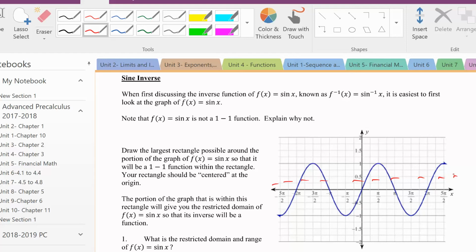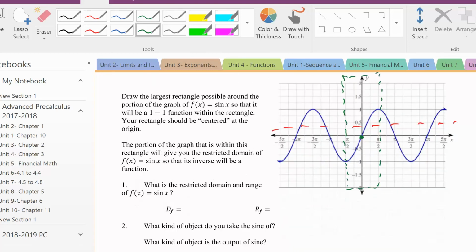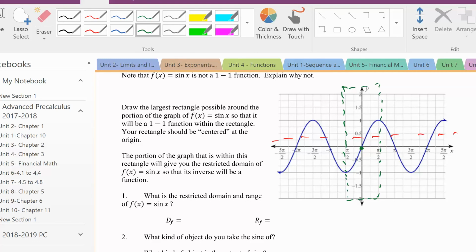So if you want to draw the largest possible rectangle that would be 1-to-1, assuming that you have it centered at the origin, so the origin is right here, the largest possible rectangle that you could draw would be here from negative pi over 2 to positive pi over 2. And that would make it 1-to-1. So that is the domain of the sine.